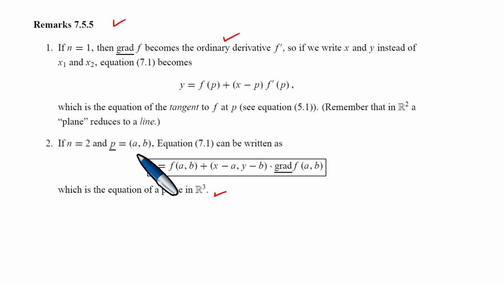So now here, x has two components, x and y, and p has a and b, and if we subtract them, and then you dot that with the gradient, which is the equation of a plane in R3. So we know that this becomes the equation of a plane in R3, and in the R2 case it becomes the equation of a line. So we continue.